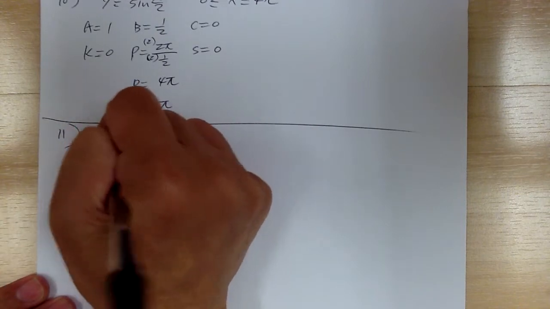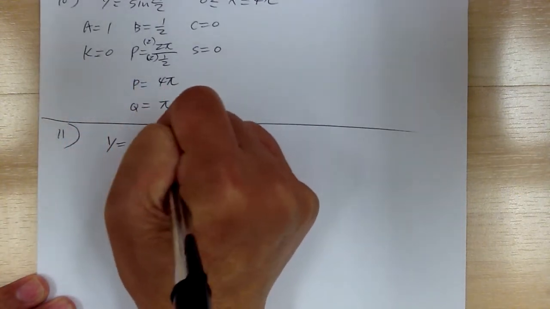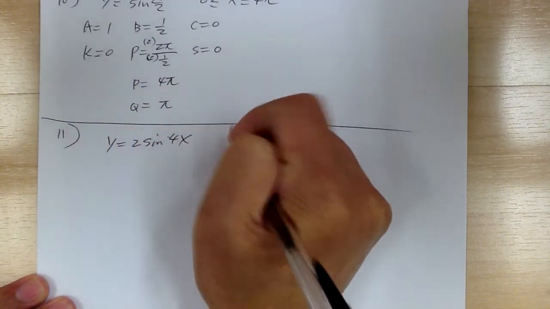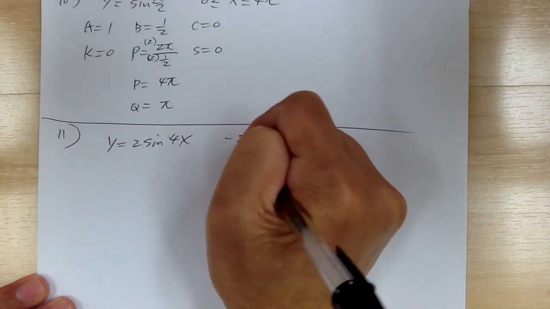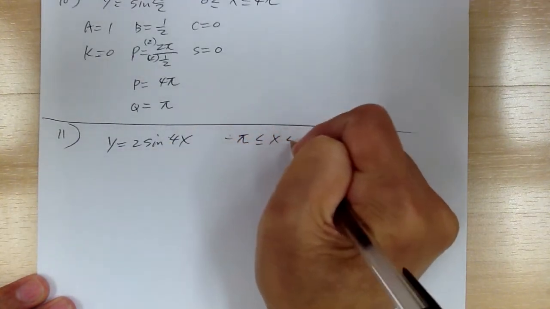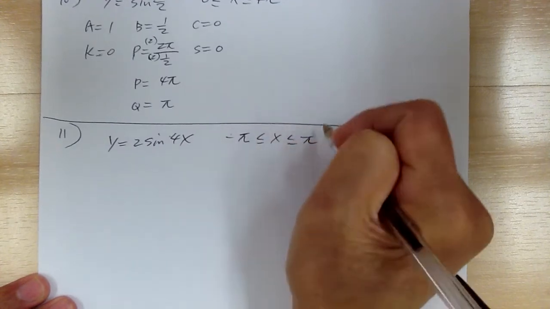You have y equal to 2 sine 4x. So now this one has an a and a b. Okay? So you want to go from -pi to pi. So you can just go through exactly the same steps.